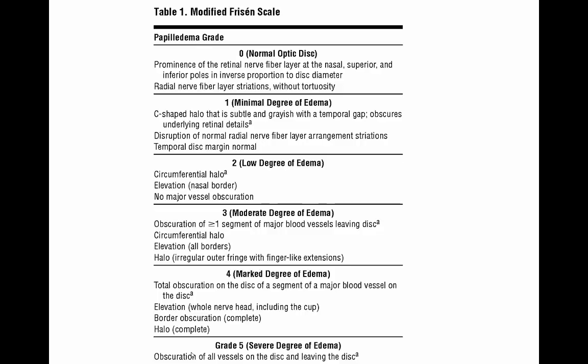Now, papilledema is often graded on a scale of 0 to 5, the Frisén scale. 0 is normal, so scores of 1 to 5, which we'll see examples of in a moment. Basically, most importantly, in grade 1, which is minimal, we have a C-shaped halo of swelling around the disc. We'll see that C-shaped pattern in just a moment. In grade 2, there is a circumferential halo and then elevation of the disc. In grade 3, there is obscuration of some blood vessels that leave the disc. In grade 4, there's total obscuration of the disc. And in grade 5, we lose all the blood vessels.